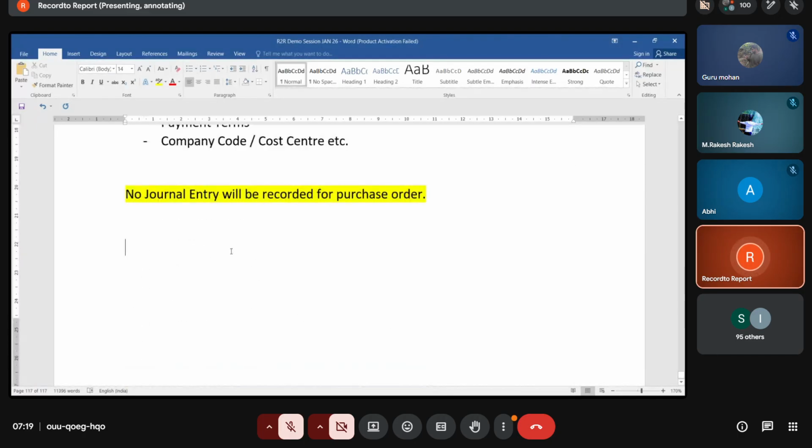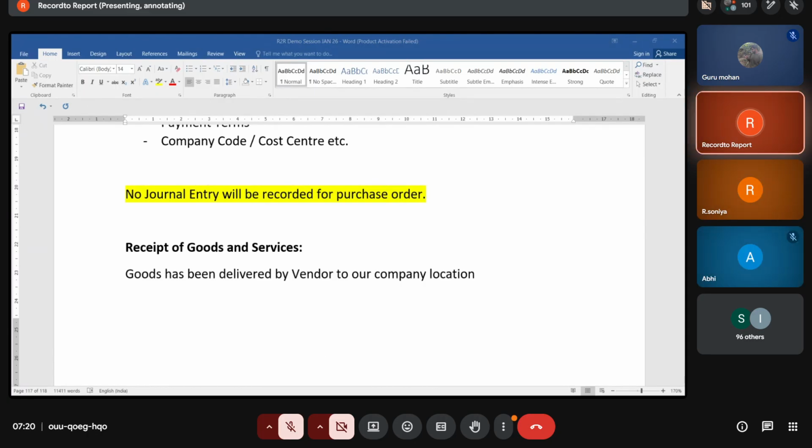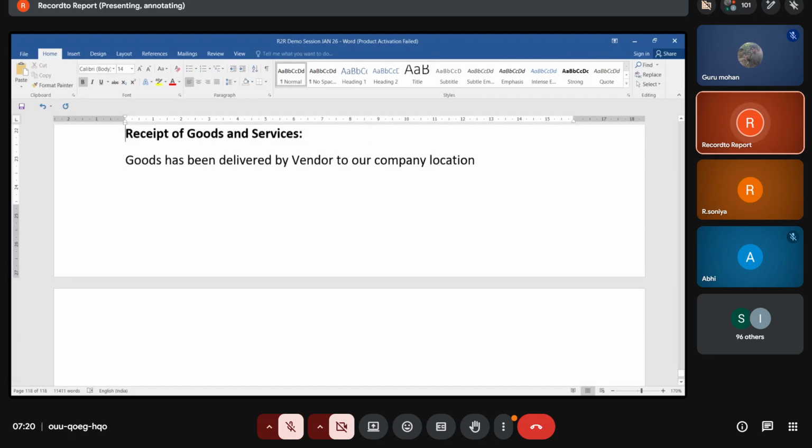And the next important phase of this particular cycle is the receipt of goods and services. So goods have been delivered by the vendor to our company location. It is also called a delivery note, guys. Okay. So once the goods have been delivered, what is the entry to be recorded? Let's understand, guys. So once the goods are delivered, the transaction will be recorded.